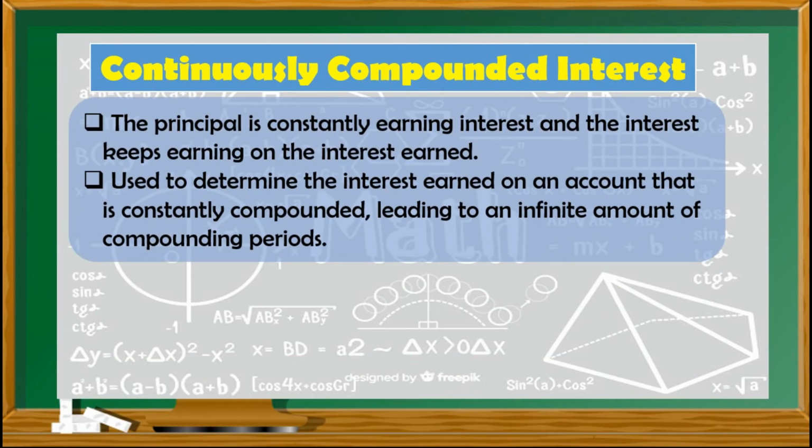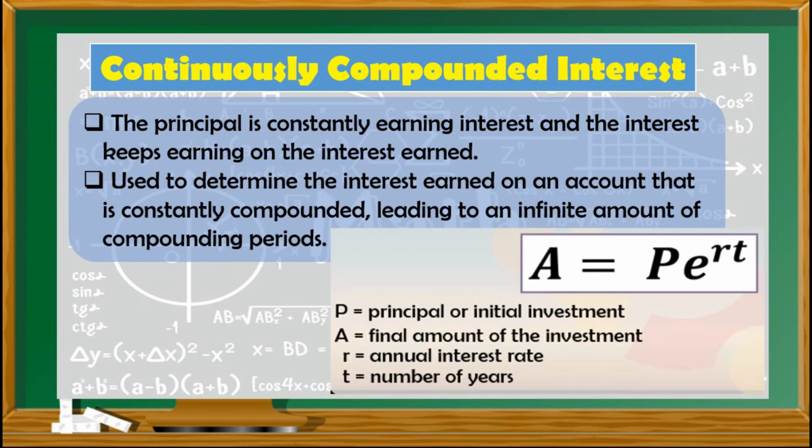Continuously compounded interest. This is a special case of compound interest. It is defined as the principal is constantly earning interest and the interest keeps earning on the interest earned. This is used to determine the interest earned on an account that is constantly compounded, leading to an infinite amount of compounding periods. So here, to solve for the continuously compounded interest, we have A, which is the final amount of investment, is equal to P, the principal or initial investment, times E, raised to the power of r times t.